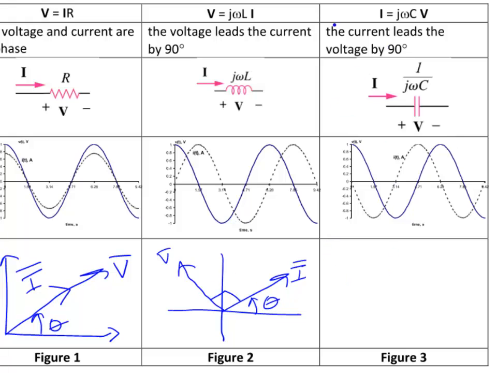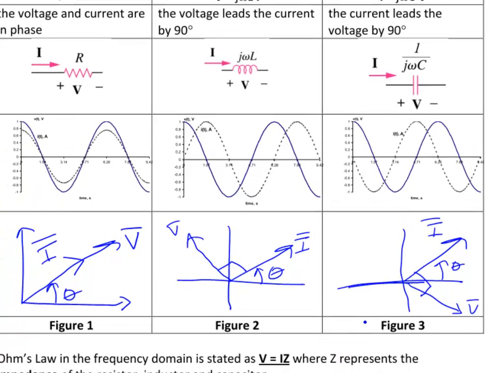Okay? The capacitor, I is equal to J omega C times V. The current leads the voltage by 90 degrees. The impedance of the capacitor is 1 over J omega C. The circuit model is the voltage and the current. And now the solid line is still the voltage, but I of t is shifted now to the right because it lags behind the voltage by 90 degrees. So if we made a sketch of this, here's the current, there's theta, and the voltage would be down here, and the angle between those two would be 90 degrees.